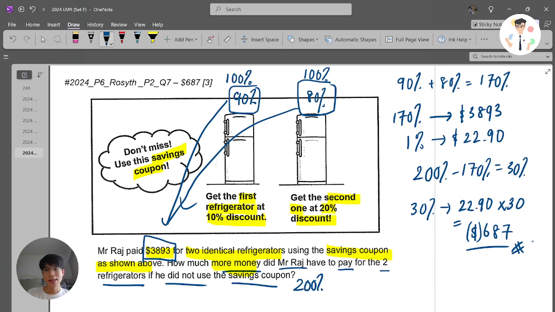Okay, kind of simple, easy. And let's move on to our next question. Feel free to pause if you need more time to write this down, or you want to take some time to understand this question a bit better. Let's move on.